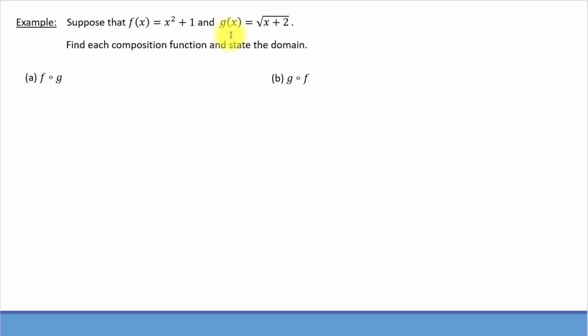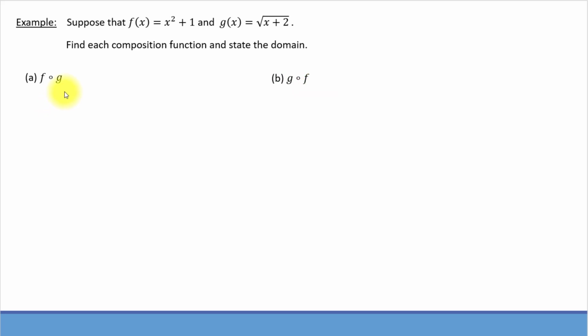In our next example, we're given two functions, f of x that equals x squared plus 1 and function g of x that equals square root of x plus 2. And we need to find each composition and state the domain. So notice that in the first case, we need to compose f and g. And in the second case, we have to compose g and f. So it's a different order. So we'll see how results will be different because of the different order.